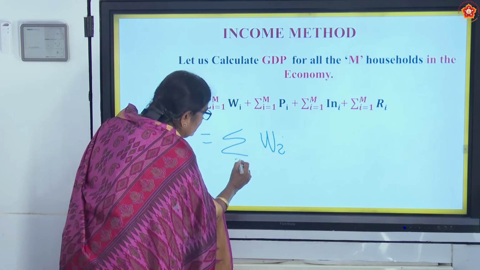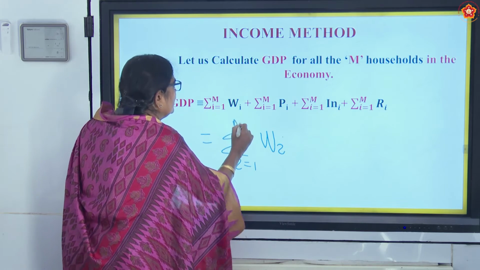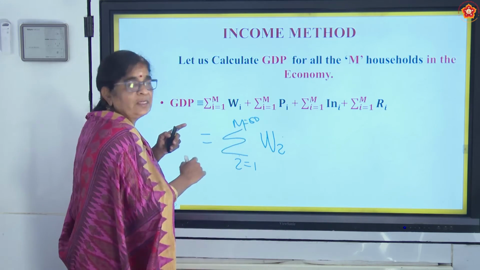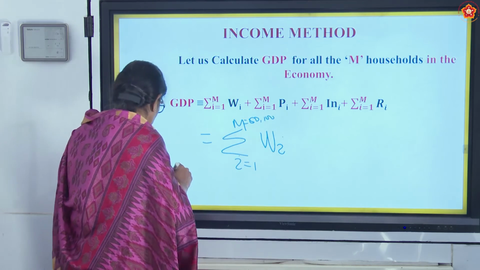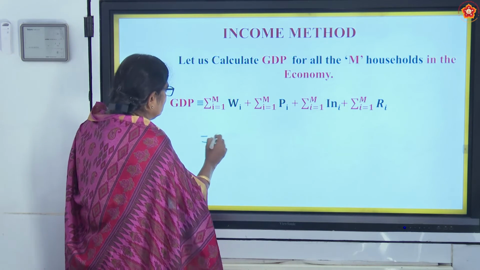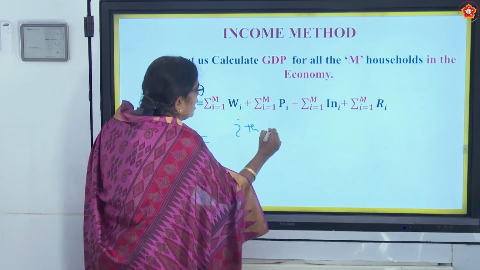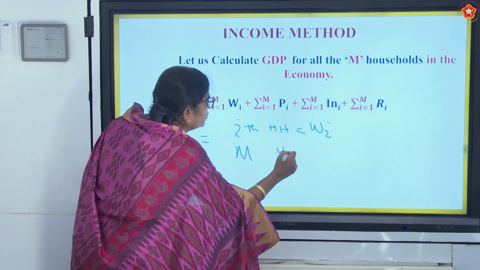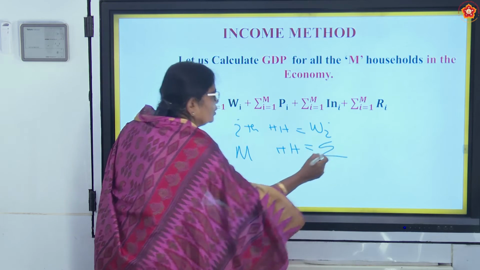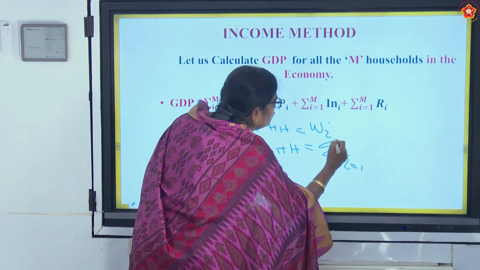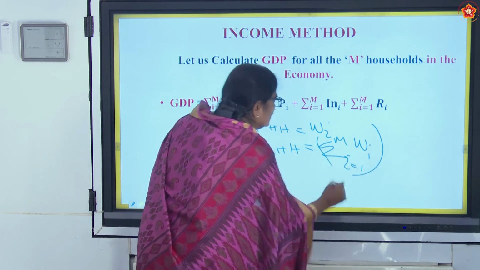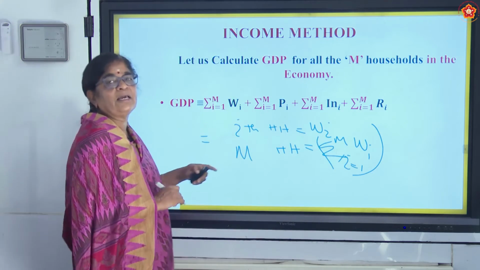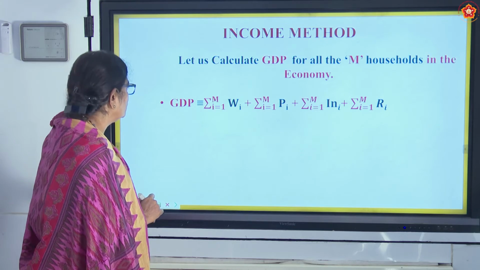WI, I is equal to 1 to M households. If it is 50, I will write M is equal to 50. If it is 100, I will write M is equal to 100. Therefore, what you have to write is, for the ith household, WI. For M households, I is equal to 1 to M, WI we will add, and it will give you all the wages earned by all the M number of households. That's what we are going to do here.